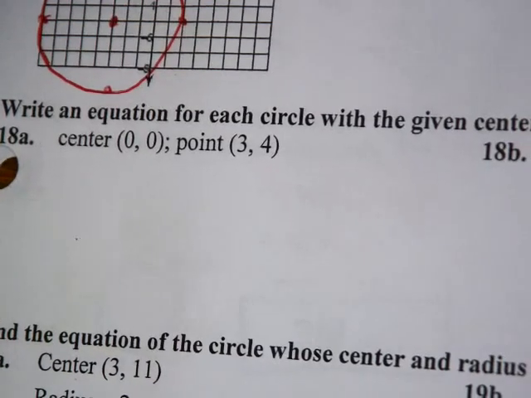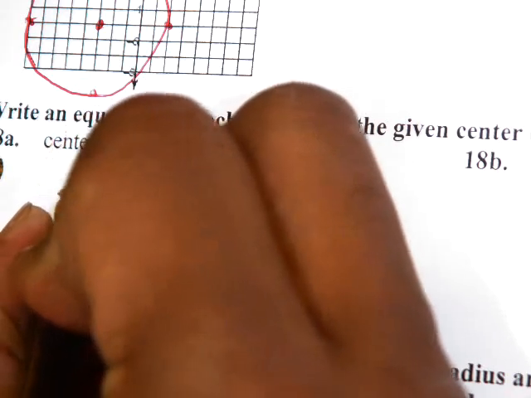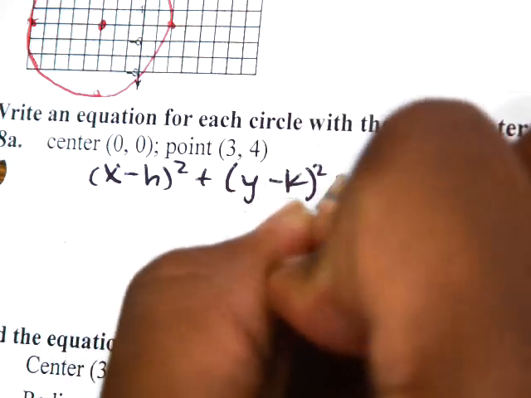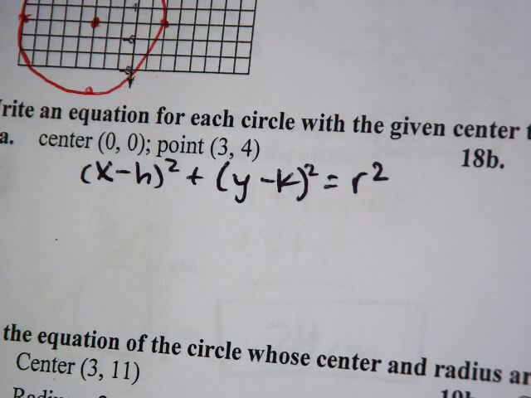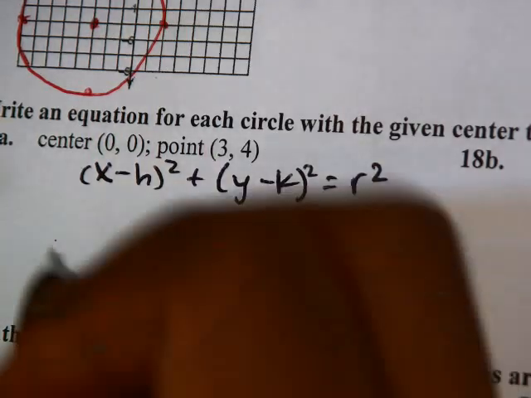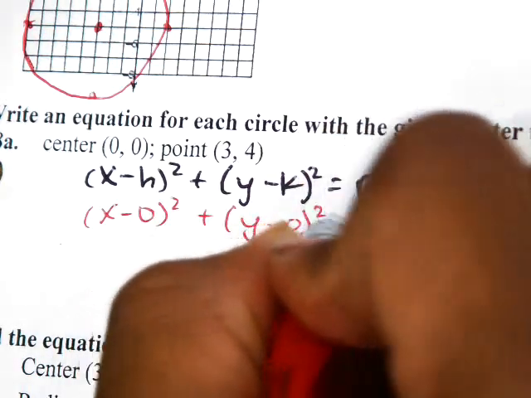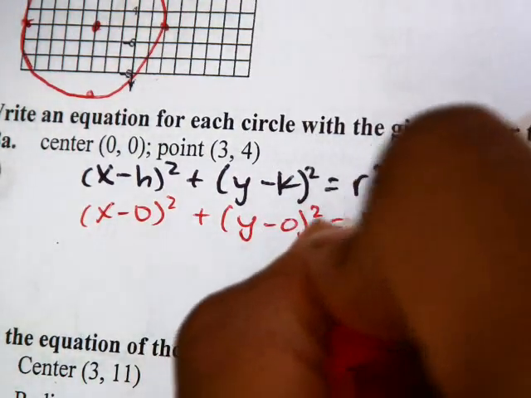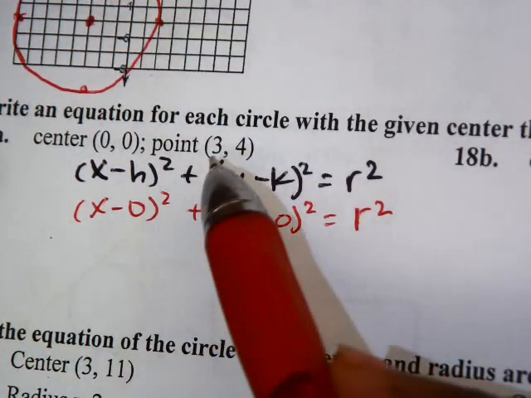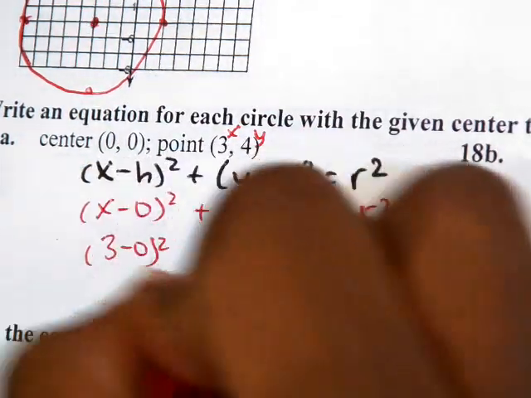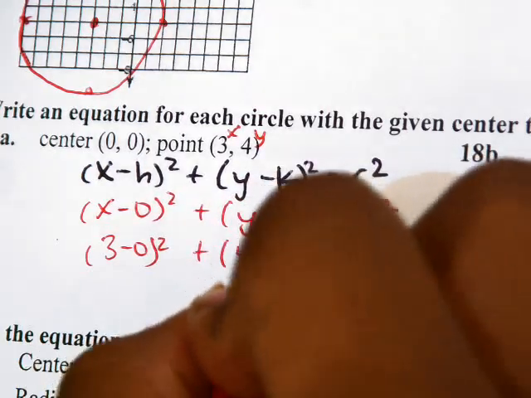So for 18, I have to write an equation of a circle with these given points. So normally the equation of a circle is (x minus h) squared plus (y minus k) squared equals r squared. They give me the h and k. In this case, the center is at 0, 0. What they don't give me is the radius. So what I can do is take the extra point that I'm given and plug that in for x and y, because 3 is an x and 4 is a y. That should satisfy this equation. I go ahead and plug it in, and that can give me the radius.